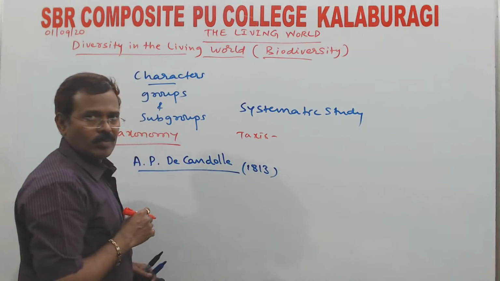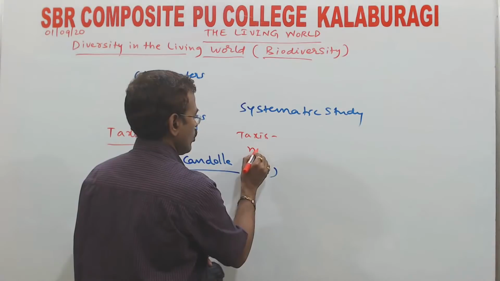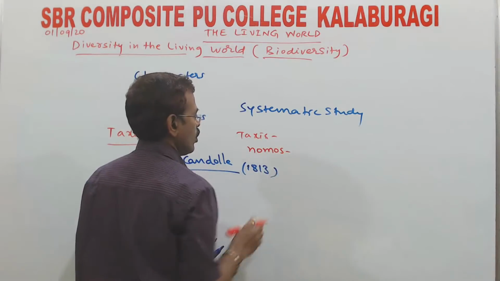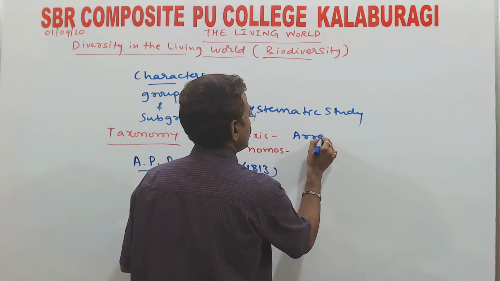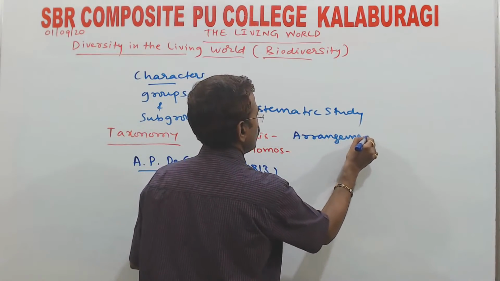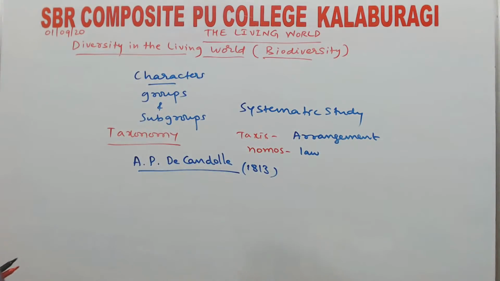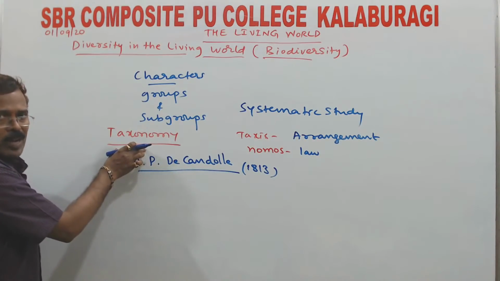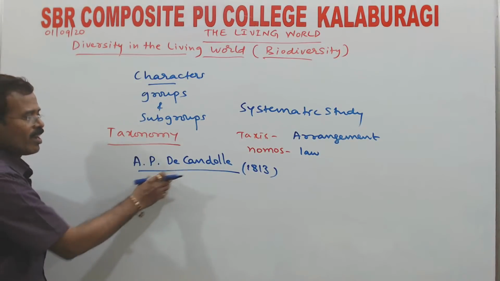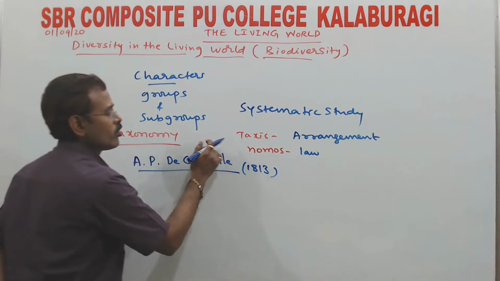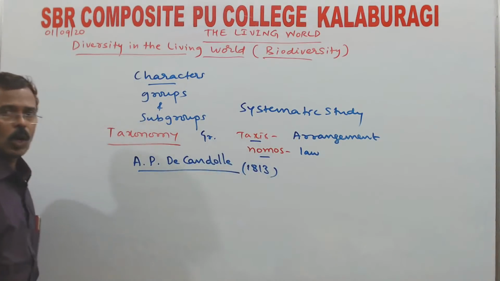The term is derived from the Greek terms taxis and nomos. Taxis means arrangement. Nomos means law. So a particular branch in biology was established, that is taxonomy. The term was coined by A.P. de Candolle.